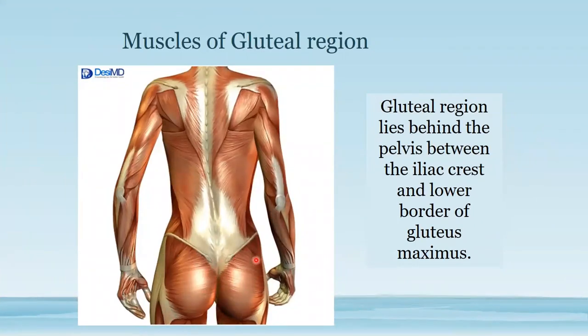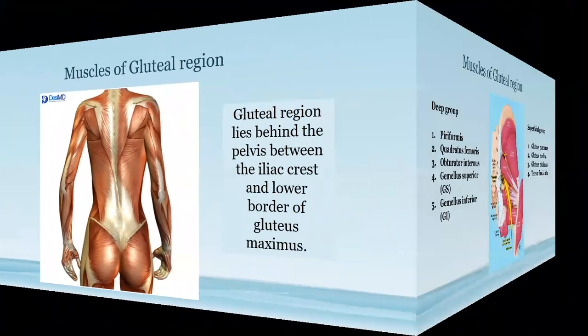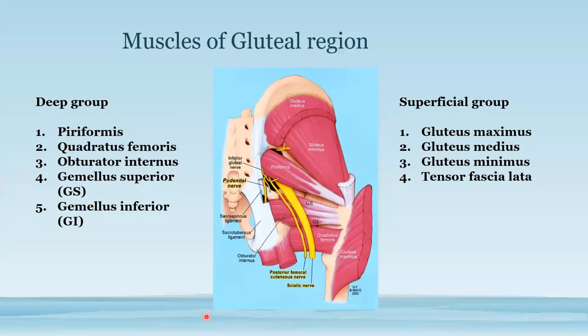Okay, the gluteal region lies behind the pelvis, behind the pelvis bone, between the iliac crest and the lower border of the gluteus maximus. So this region is known as the gluteal region, right? The gluteal region has 2 groups of muscles, one deep group and another one superficial group. So the deep group, of course, is located deeper.